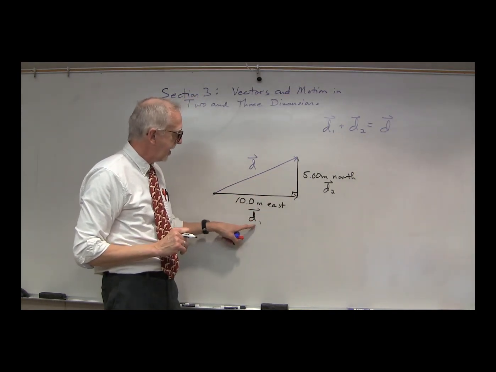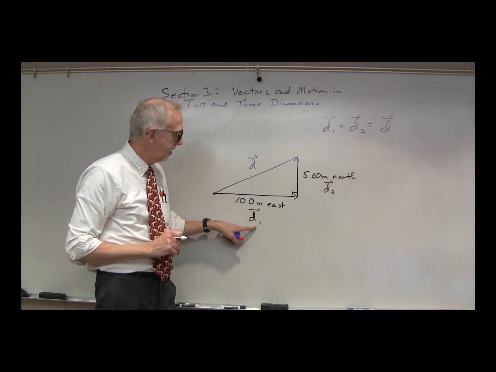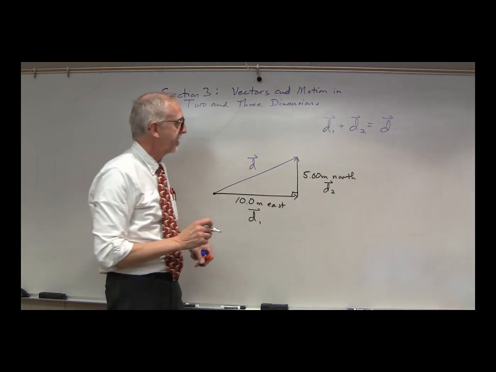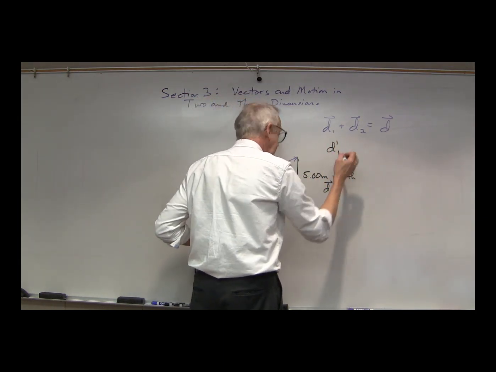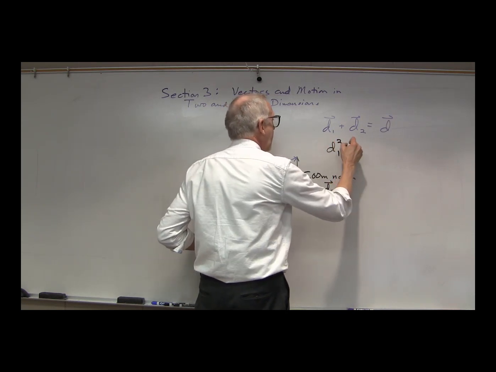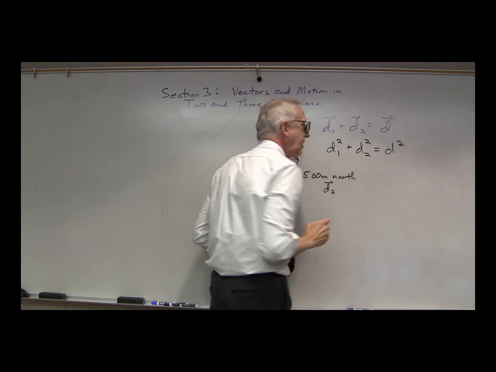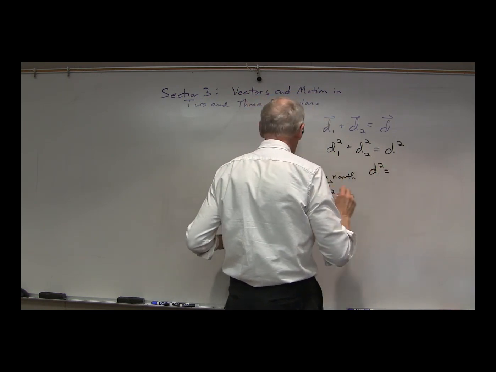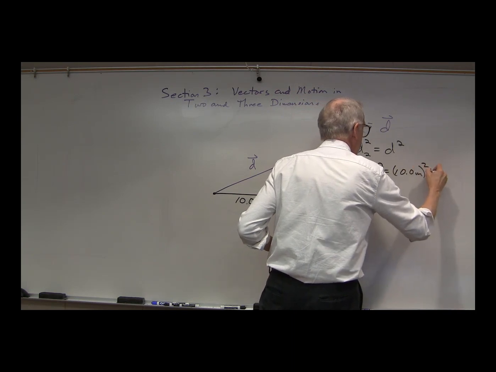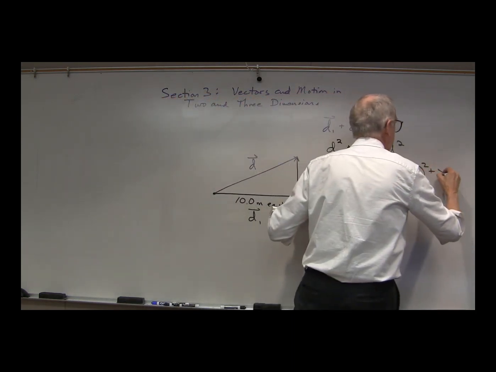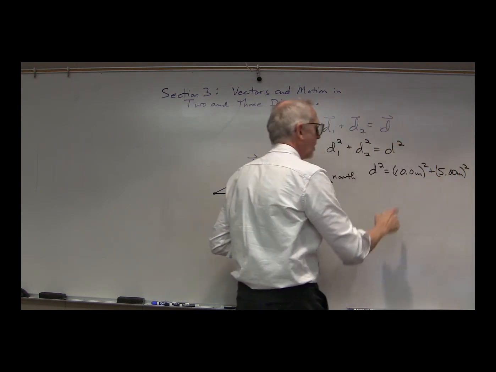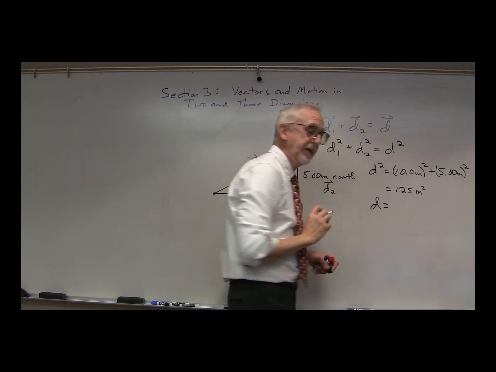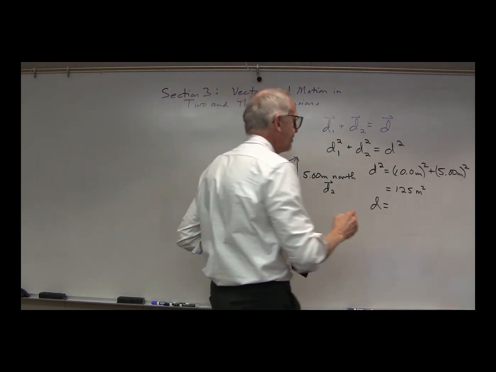We know, because this is a right triangle, I'm going to write the magnitude of d1 vector as d1, which we know is 10 meters long, and the magnitude d2 is 5 meters long. We can figure out what the magnitude of d is. We know that d1 squared plus d2 squared is equal to d squared from the Pythagorean theorem. So what do we have? We've got that d squared is equal to d1, which is 10 meters, squared, plus d2 squared, which is 5 meters, squared, or 100 plus 25 is 125 meters squared. Take the square root, and d is equal to 11.2 meters.